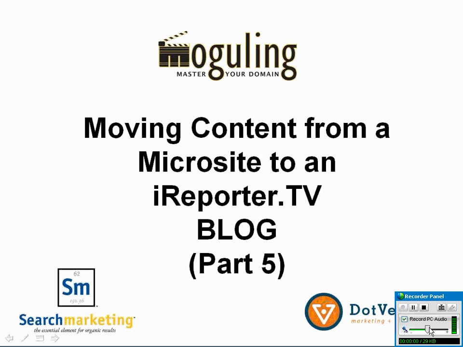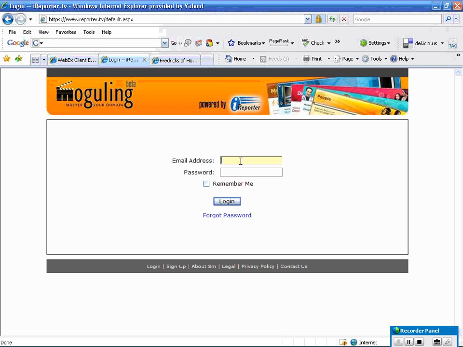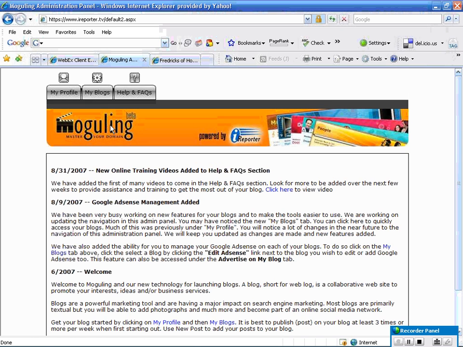Okay, in this section, part 5, only pertains to those that have an existing website or microsite and want to convert that content over into the iReporter.tv blog tool. So, first thing you'll need to do is log in to your iReporter account and click on My Blogs.